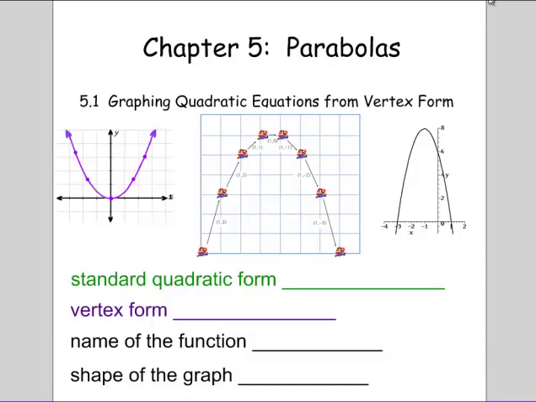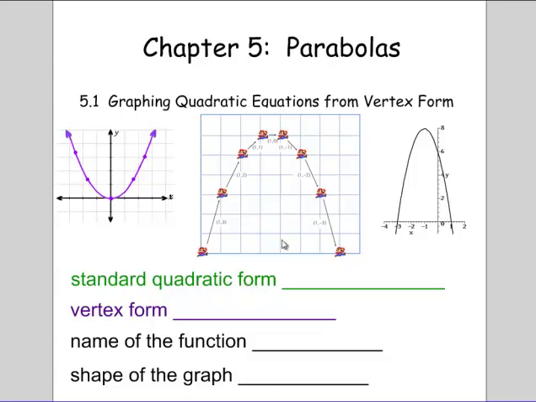Chapter 5, Parabolas. In this section we're going to be learning how to graph quadratic equations from one particular form, and that's vertex form. One of the things you need to know about quadratic equations is how to identify them from the picture and how to identify them from the formula. So I'm going to have you fill in the standard quadratic form and the vertex form.